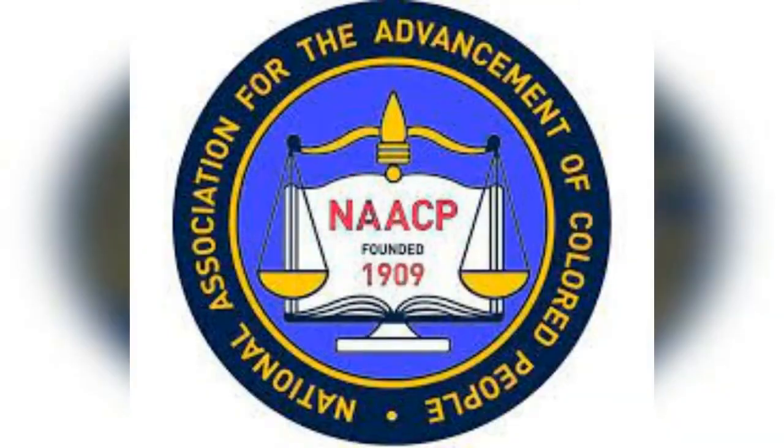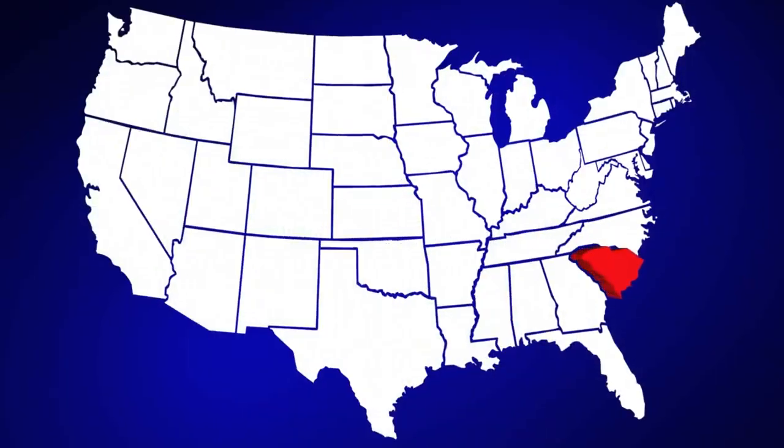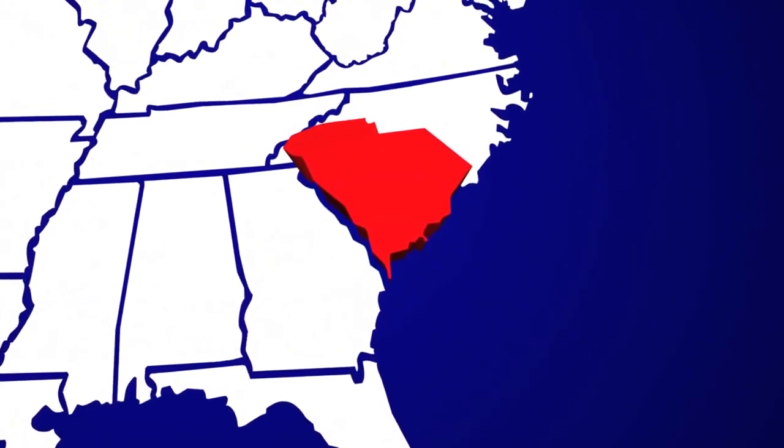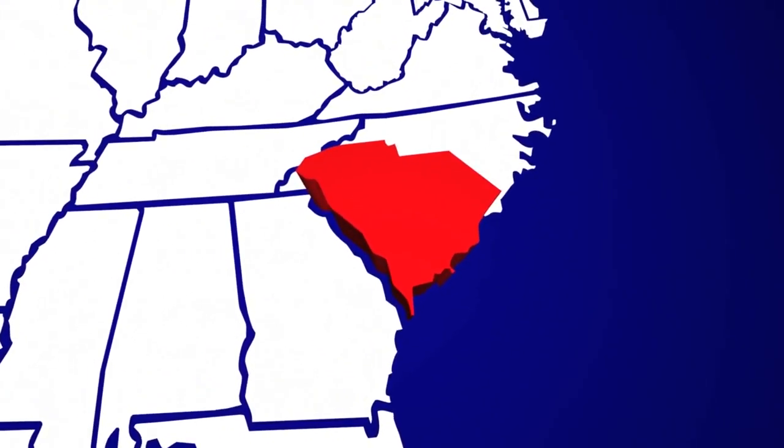However, at the beginning of the 1950s, the National Association for the Advancement of Colored People, NAACP for short, was beginning to exert a significant effort to fight segregation in public schools. During this time, the NAACP filed cases on behalf of plaintiffs in states such as South Carolina, Virginia, and Delaware.